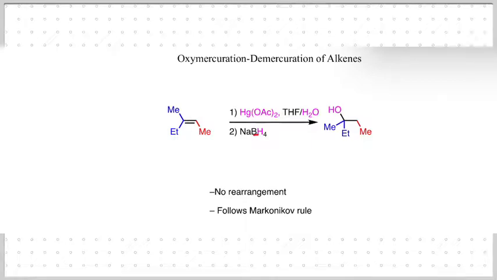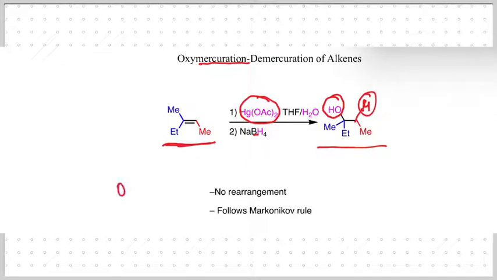The term oxymercuration demercuration indicates that there is a mercury-based reagent involved in this reaction, which is Hg(OAc)2, which is mercuric acetate. So mercuric acetate is added across the double bond of the alkene and it gets removed eventually. So we don't see any mercuric acetate in our product. When we compare the starting alkene and the product, we can see an extra hydroxyl group and a hydrogen atom in the product. So in this reaction, we are adding a hydroxyl group and hydrogen atom across the double bond.